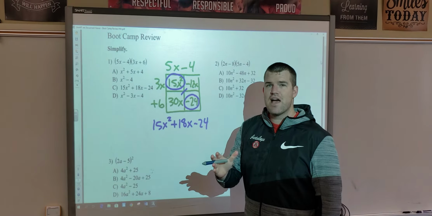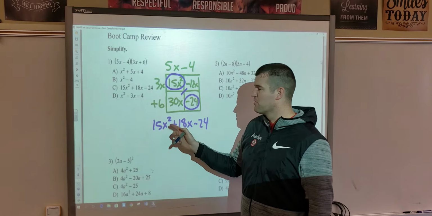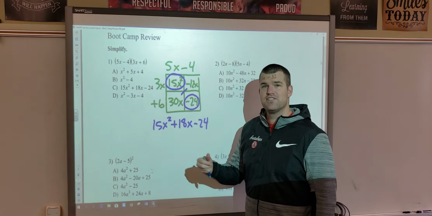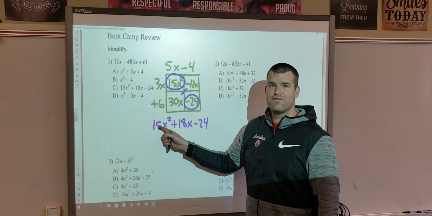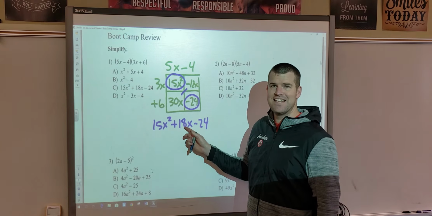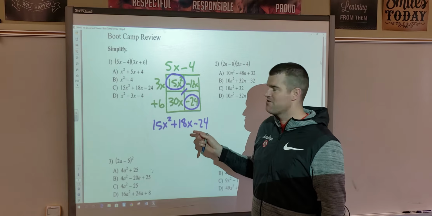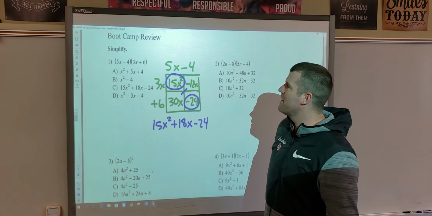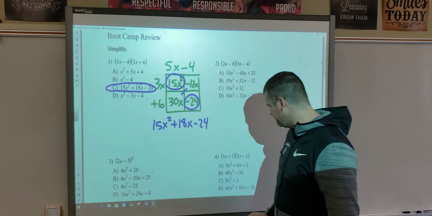So some review on vocabulary. This is called a trinomial because it has three terms. Its degree is 2 because that's the largest exponent. The coefficient, just some vocab here, throw some extra practice in there. The coefficient on this is 15, so that's the number in front of your variable. The coefficient on this one is 18, and then the number at the end with no variable attached to it is called your constant. So the constant on this one is negative 24. I go ahead and look at my answers, and voila, there it is.